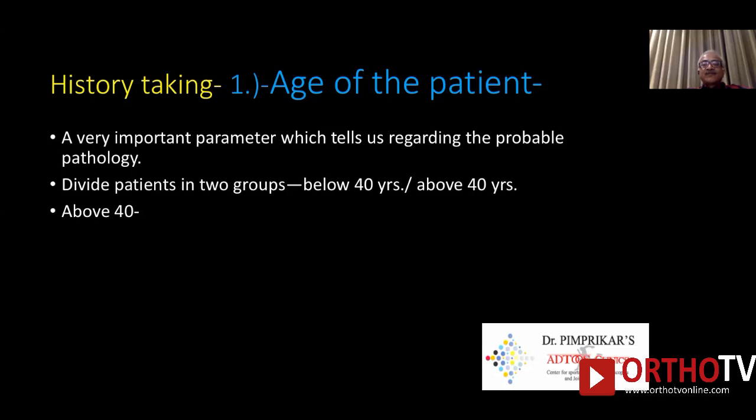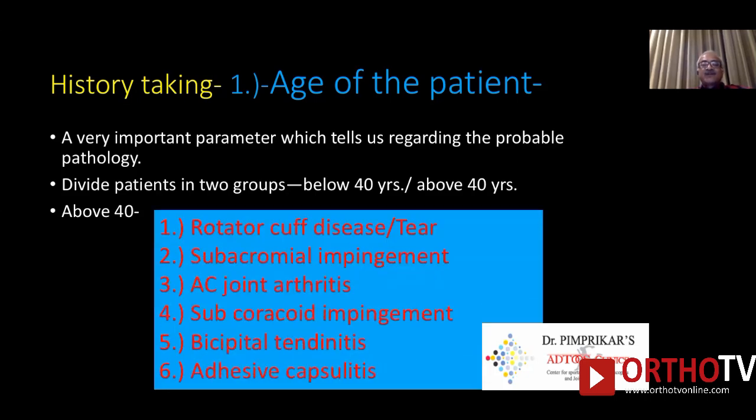If you consider patients above the age of 40 years, the pathologies which come to your mind are probably rotator cuff disease or a cuff tear, subacromial impingement, acromioclavicular joint arthritis, subcoracoid impingement, bicipital tendinitis, and adhesive capsulitis.